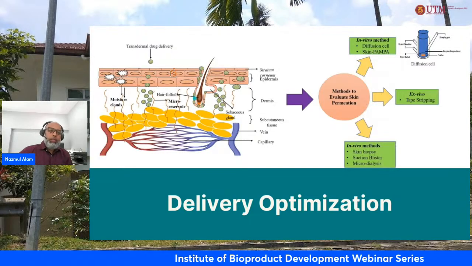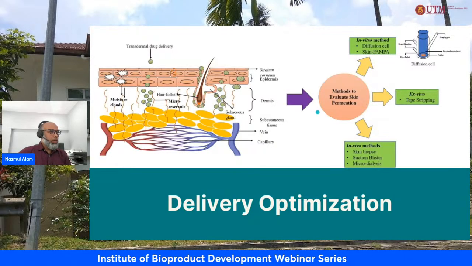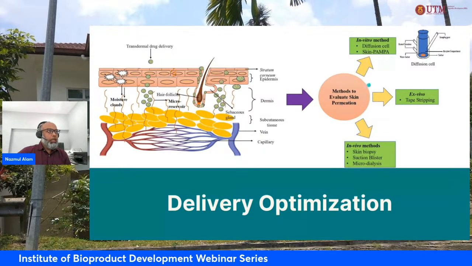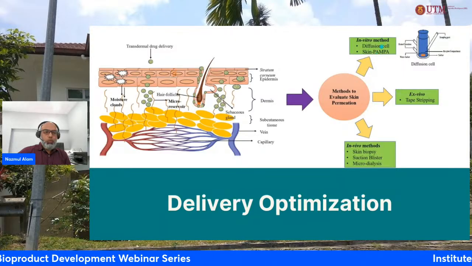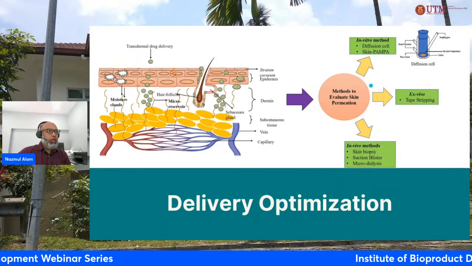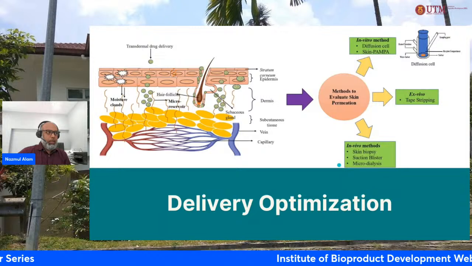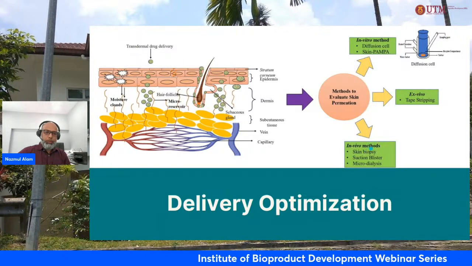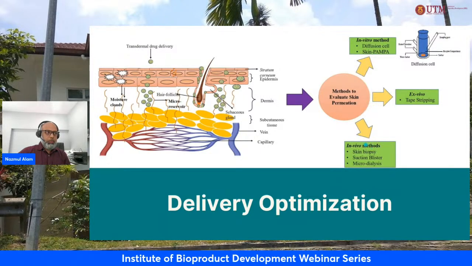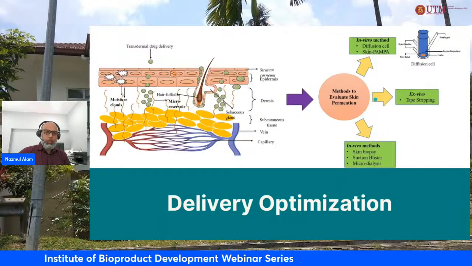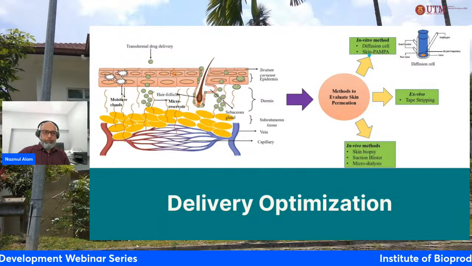Now, how do we test this? There are multiple ways. One is the in vitro method, where we use a diffusion cell; another is ex vivo or tape stripping. The in vivo method is more for pharmaceuticals. In cosmetics, we rarely use it. So I'll highlight this process a little bit.